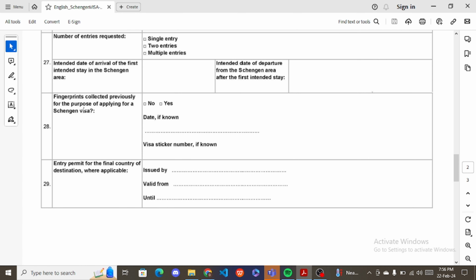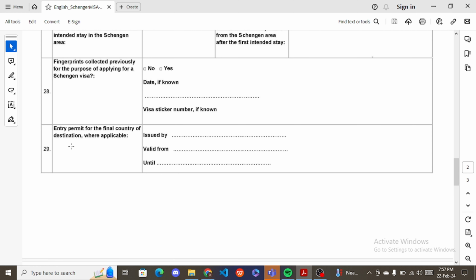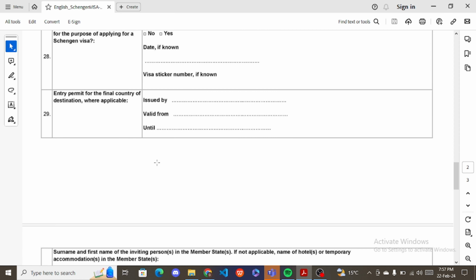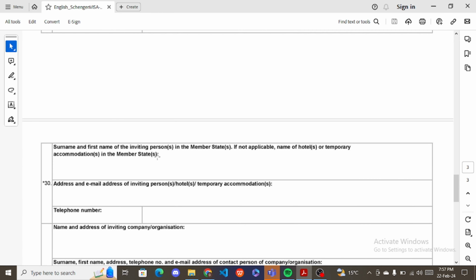Fingerprints collected previously for the purpose of applying for a Schengen visa. If you've applied before and you've done your biometrics, or your fingerprints have been collected previously, then please indicate the date and the visa sticker number if you know. 29, entry permits for the final country of destination where applicable. If your final destination requires a permit to arrive there, and you have the permit, of course you have to indicate that: who issued it, valid from when until when. You just put that information down.